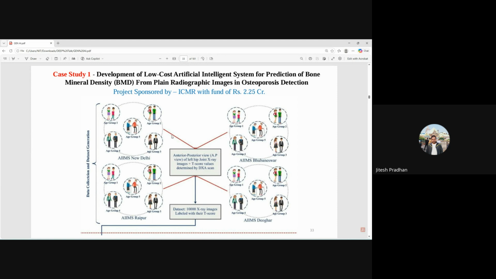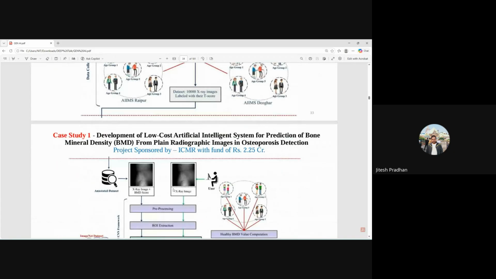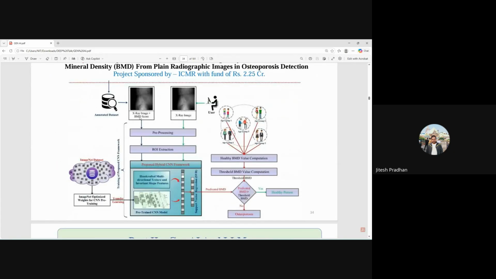We have collected X-ray images, and along with them we have collected their DEXA scan values so that we can predict the BMD score, that is called the T score. So we have paired them. Based on that we have collected 10,000 X-ray images labeled with their T score value. Now we have taken an X-ray image with a BMD score.